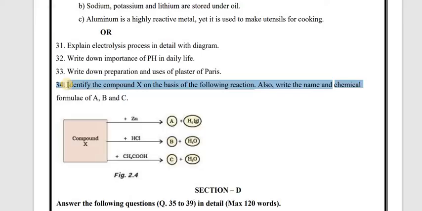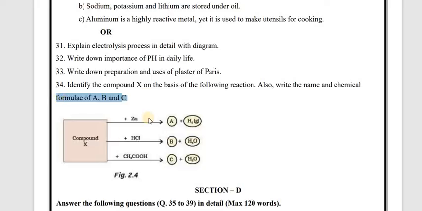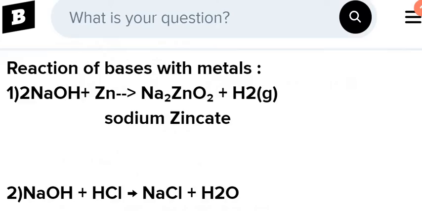Identify the compound X on the basis of the following reaction. Also write the name and the chemical formula of A, B and C. So the reaction of a base with a metal. First of all, we have to identify X. So the answer is X is NaOH, meaning sodium hydroxide.